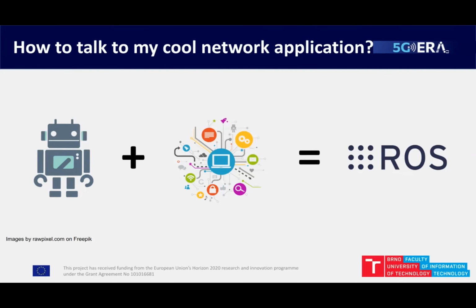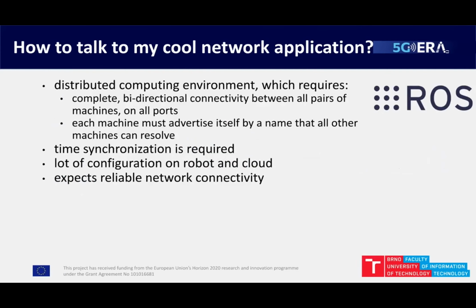So we started with it, but it showed up that ROS is great when you have all computers in the network under one administration and in one segment of the network, because for ROS you need complete bidirectional connectivity between all pairs of machines on all ports. You need to synchronize time between all these machines for all functionality to work. And moreover, it expects reliable network connectivity, which does not always have to be the case when using publicly available networks.